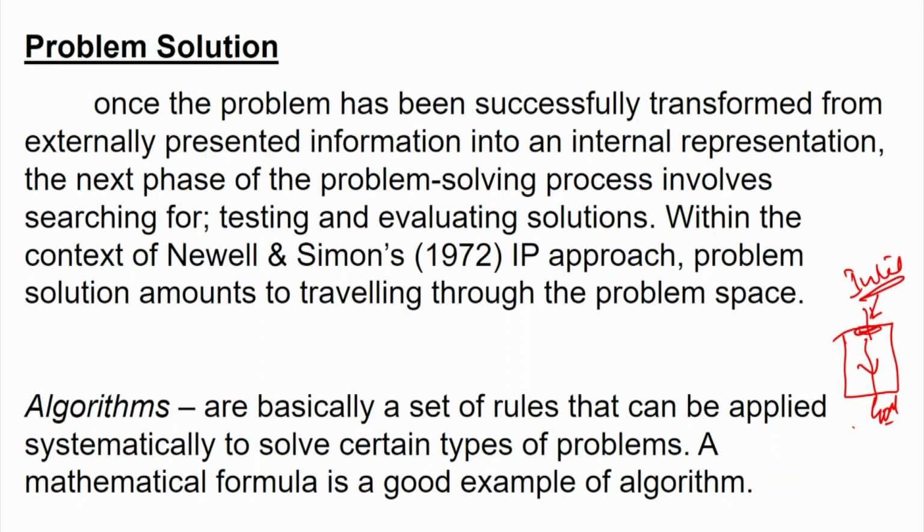So, what are algorithms then? Algorithms are a set of rules that can be applied systematically to solve certain types of problems. This is a list of rules which, when applied in the correct sequence, will always give you the solution. That is the best part of an algorithm. An algorithm is a set of steps bounded by rules. Once you pass through all of these steps, you will arrive at a solution, and that is guaranteed. So, algorithms almost always guarantee a solution.